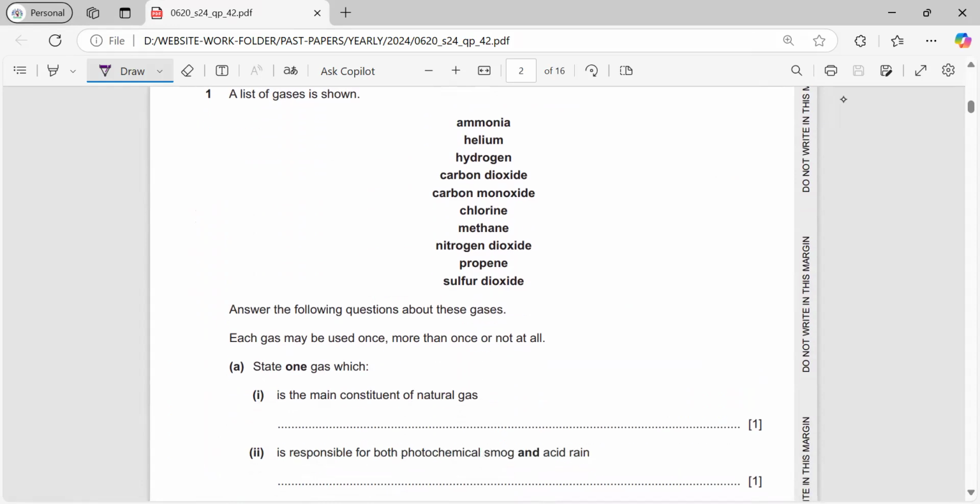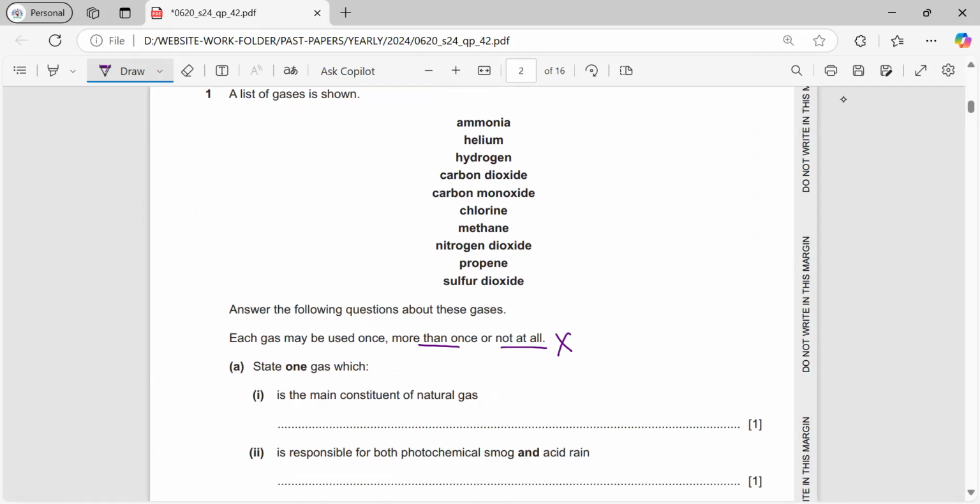A list of gases is shown. So we have been given these gases: ammonia, helium, hydrogen, carbon dioxide, carbon monoxide, chlorine, methane, nitrogen dioxide, propene, and sulfur dioxide. Answer the following questions about these gases. Each gas may be used once, more than once, or not at all.